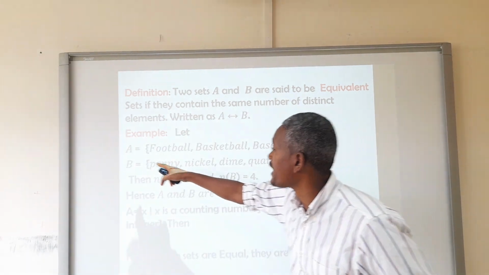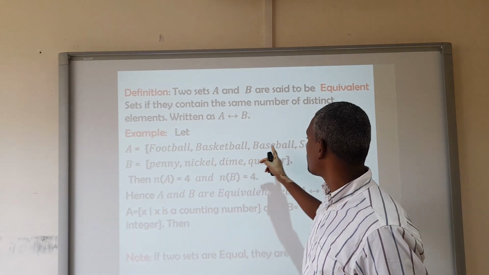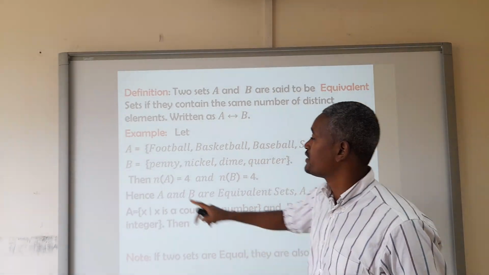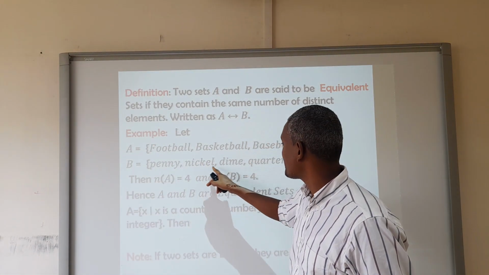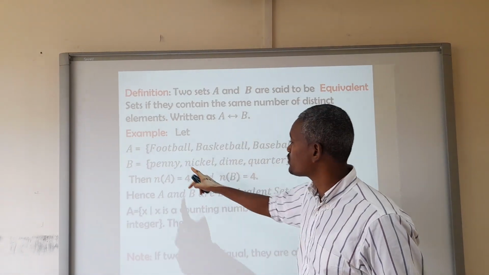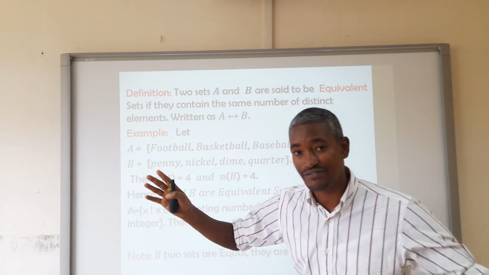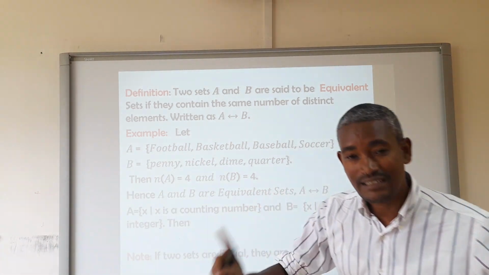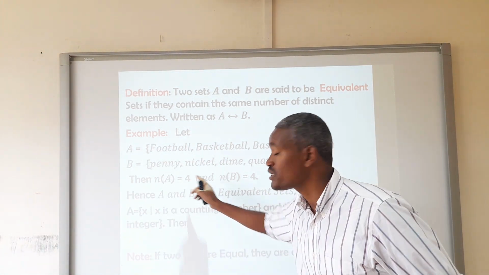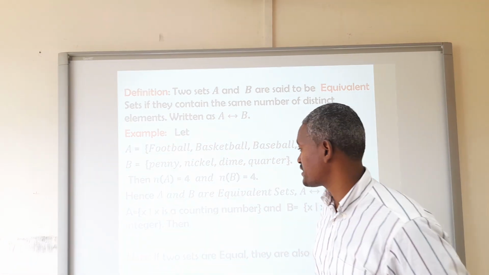For instance, set A is football, basketball, baseball, and soccer, and set B is painting, nickel, dime, and quarter. You can see 1, 2, 3, 4 and 1, 2, 3, 4, even though they have different elements. So if they contain the same number of distinct elements, then the two sets are said to be equivalent.